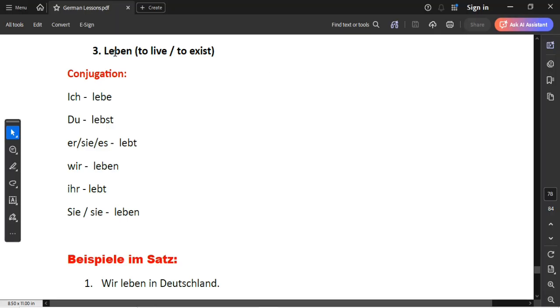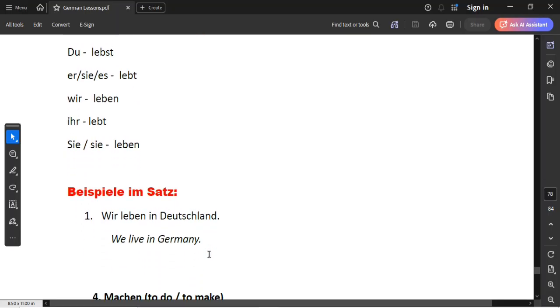Beispiel Nummer 3, we have leben, which means to live or to exist. So conjugation, we have ich lebe, du lebst, er lebt, wir leben, ihr lebt, sie leben. And Beispiel im Satz, we have: Wir leben in Deutschland. So that means we live in Germany.